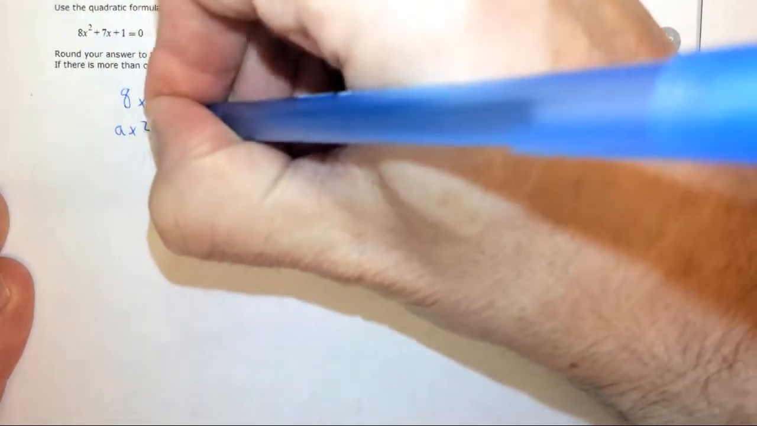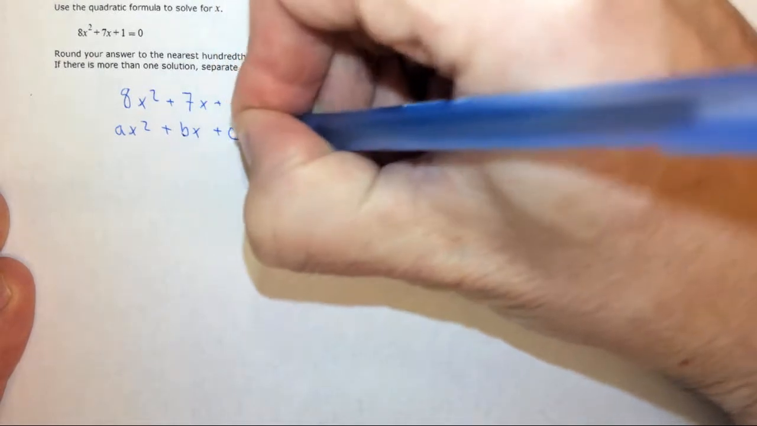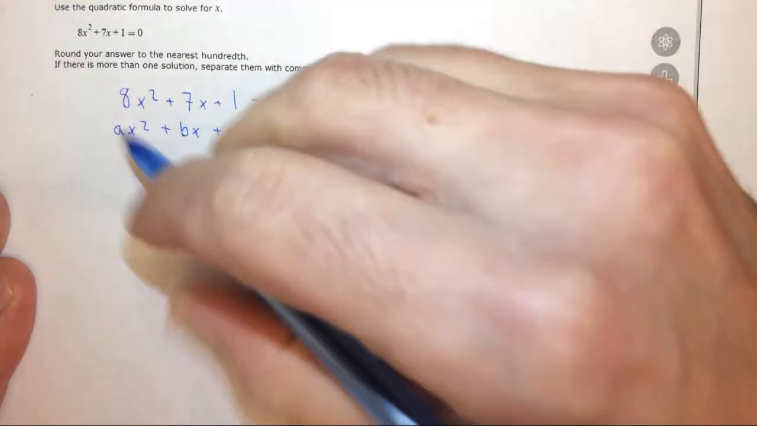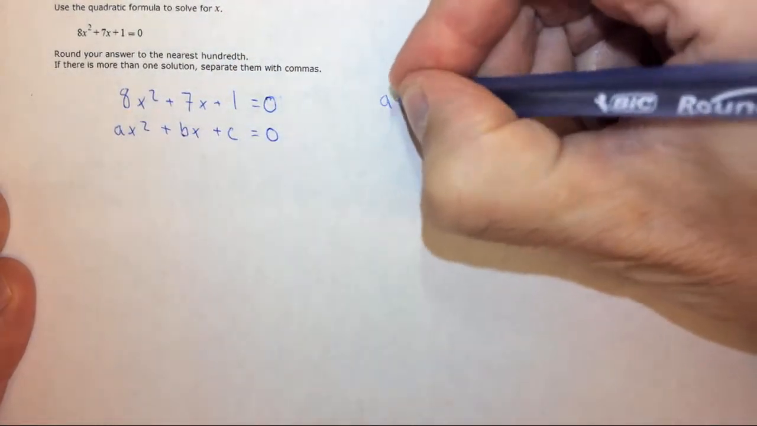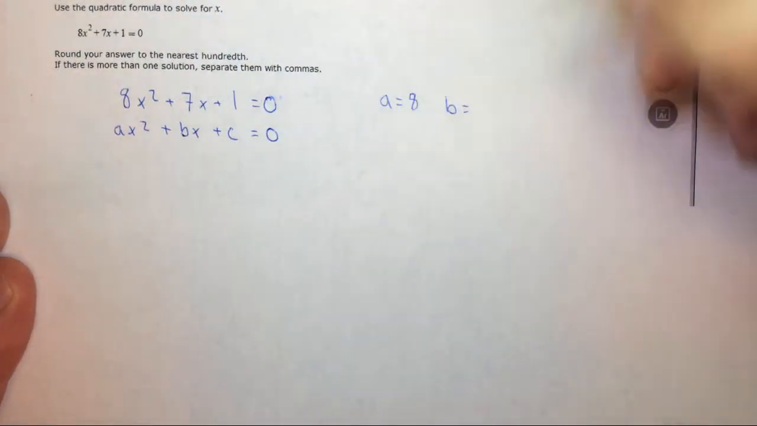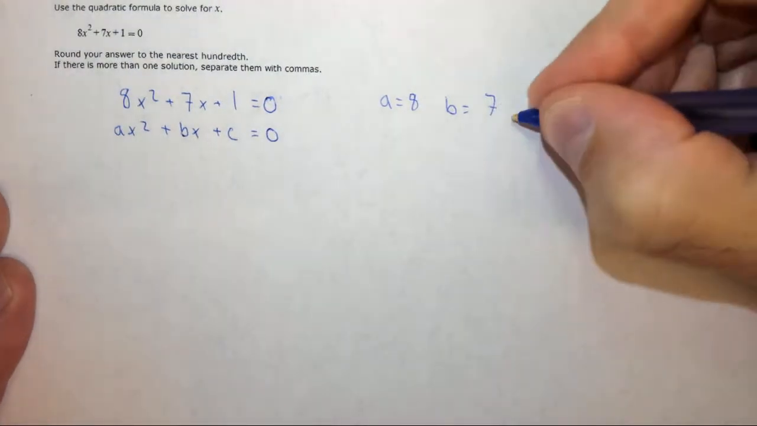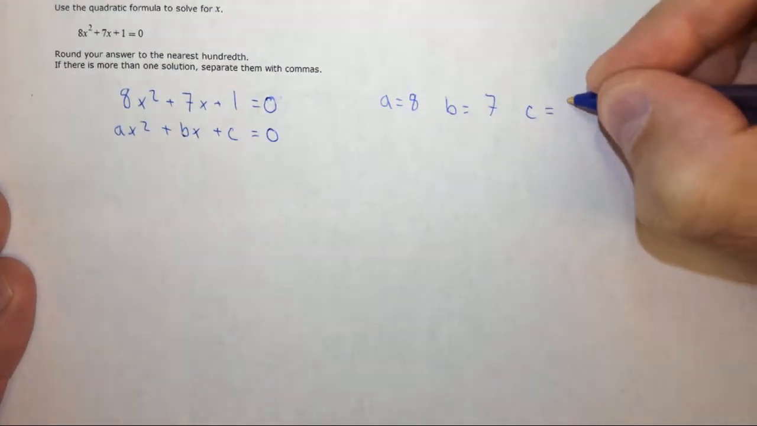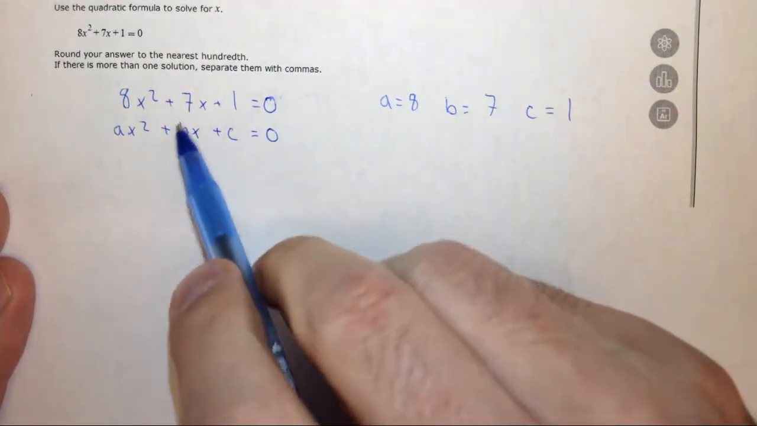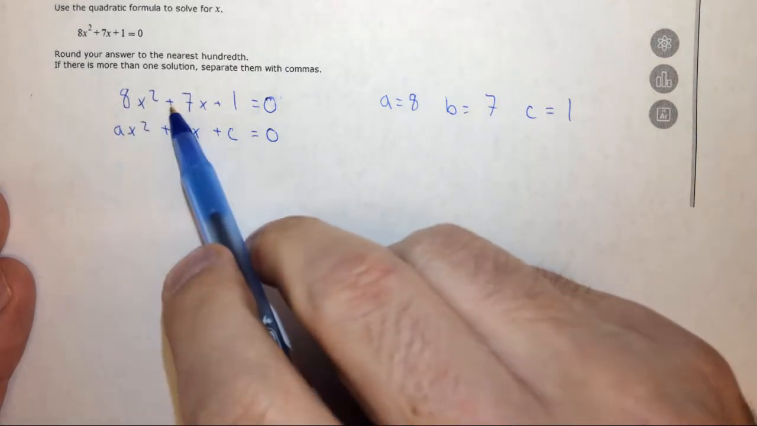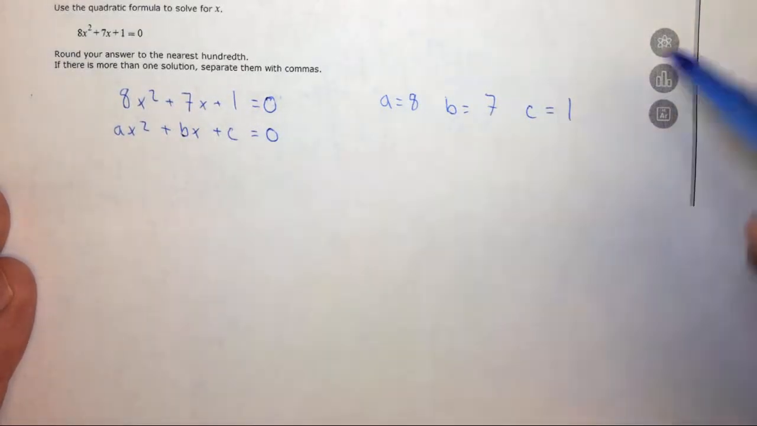ax squared plus bx plus c equals 0. So in this case, a is equal to 8. b equals 7. And c equals 1. Note that if this was minus, so if it was 8x squared minus 7x, then b would equal negative 7.